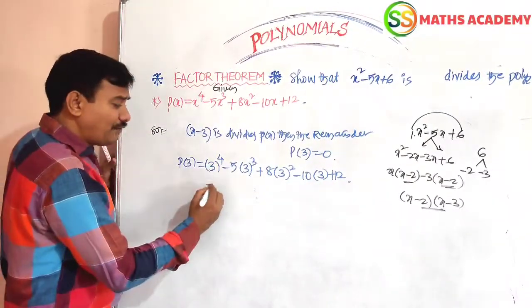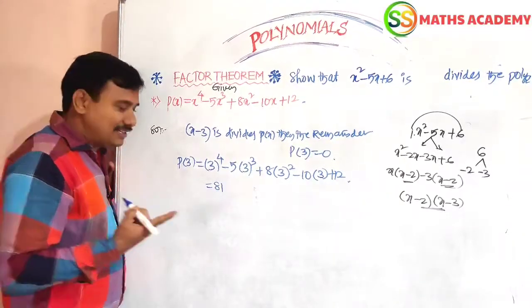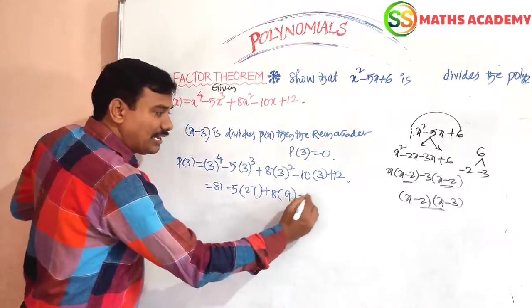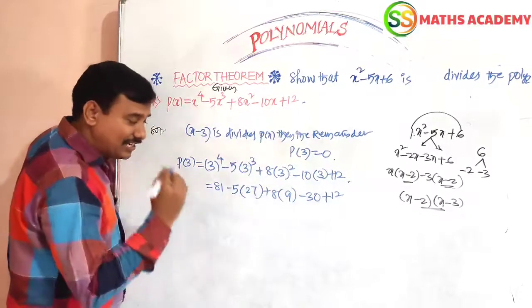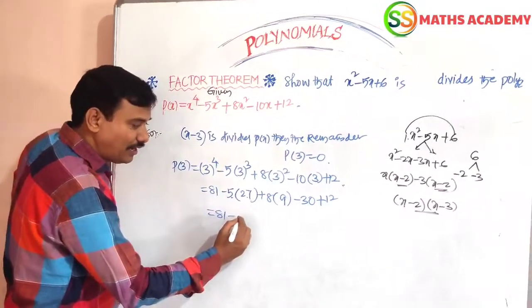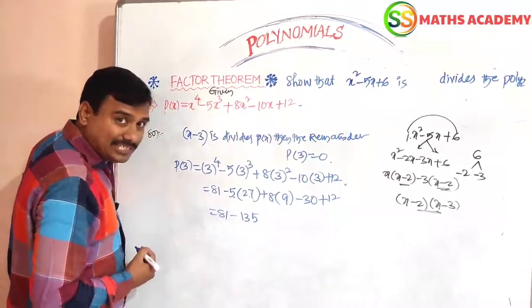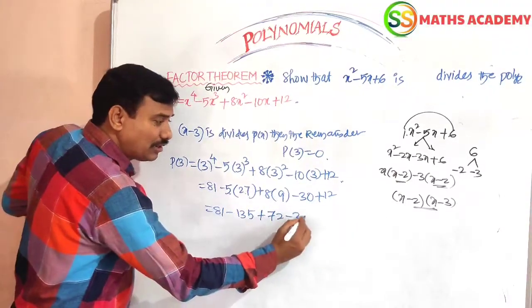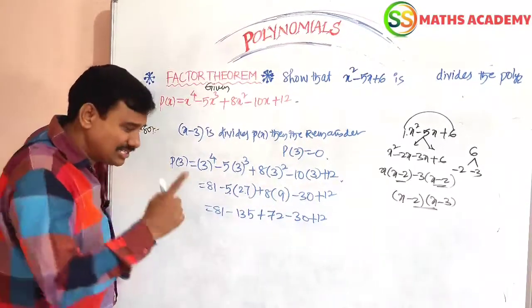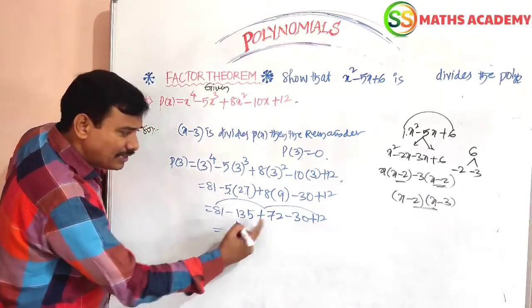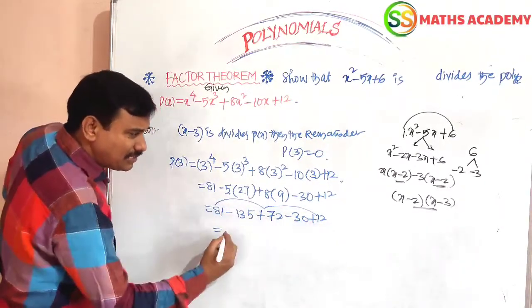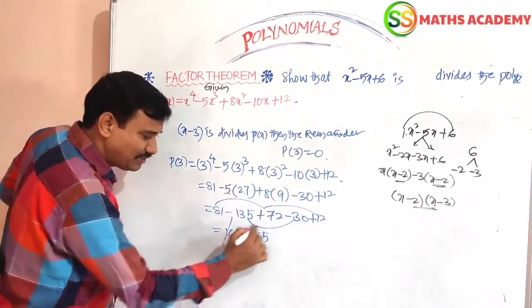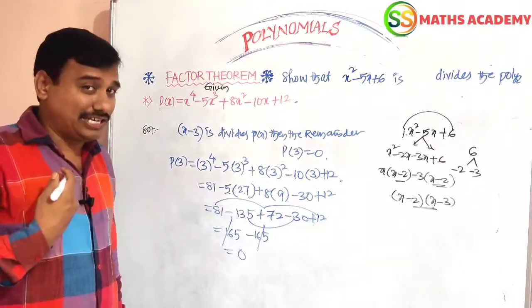Okay. Now 3 power 4, simply we know very well, is 81. 5 into 3 cube, 27. 3 square is 9. 10 into 3 is 30. Plus 12. Very nice. 81. 5 into 27 is 135. Now 8 into 9 is 72. 30 here, plus 12. What are the positive numbers, friends? Yes, these three only. Now 153 plus... The sum of these two is also 165. You are right. Plus 165 and minus 165 get cancelled. I should get remainder 0.